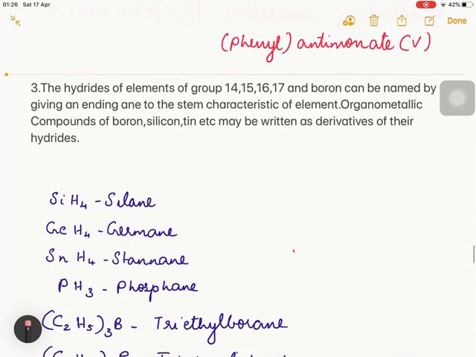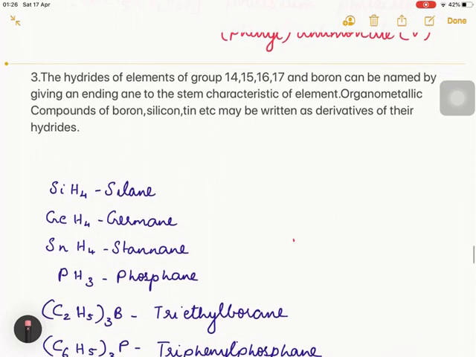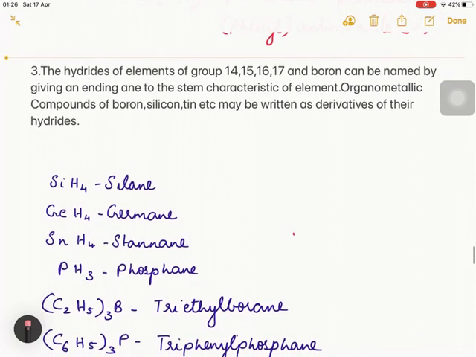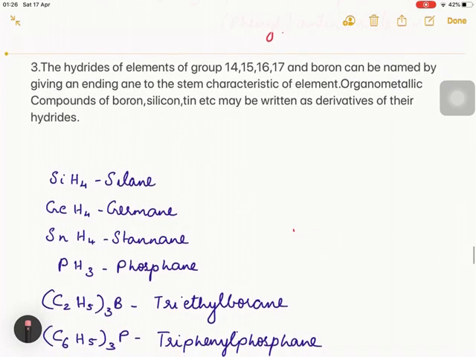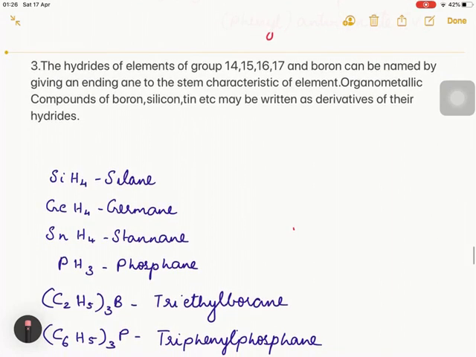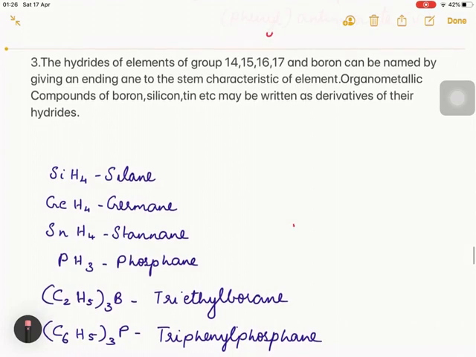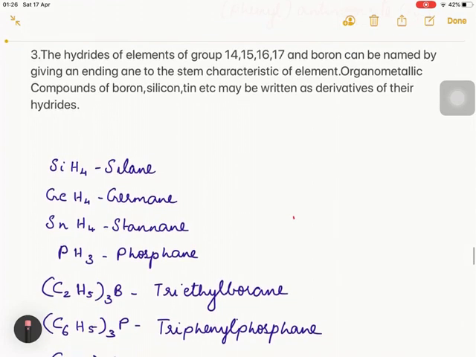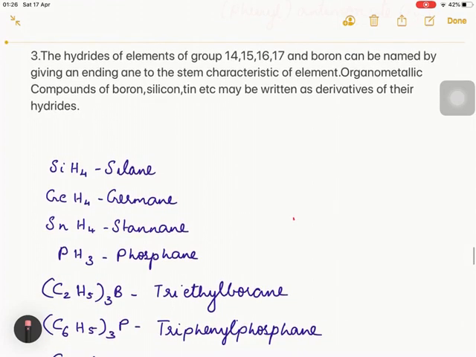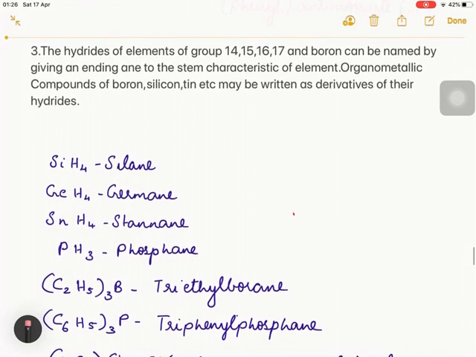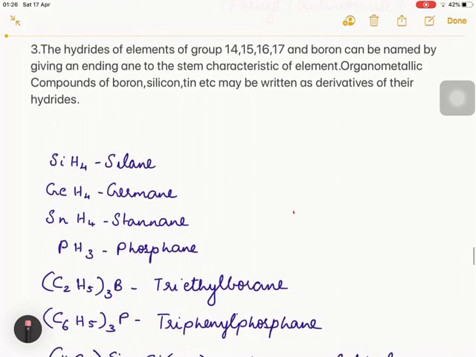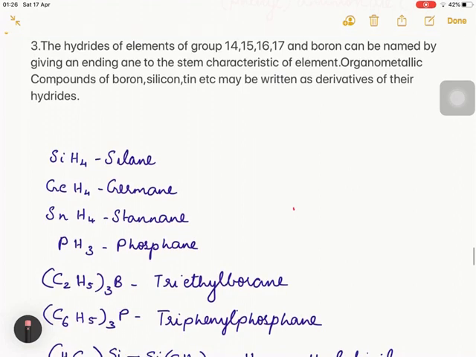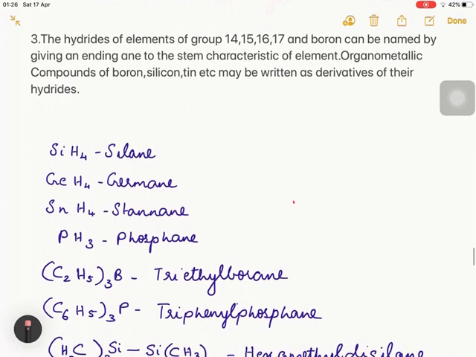Now the next point is the hydrides of elements of group 14, 15, 16, 17 and boron can be named by giving an ending -ane to the stem characteristic of the element. So for silicon, the name of the hydride is silane. For germanium, it is germane. For tin, it is stannane. PH3 is phosphine, etc.